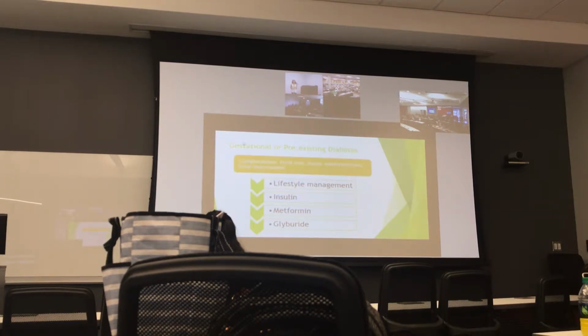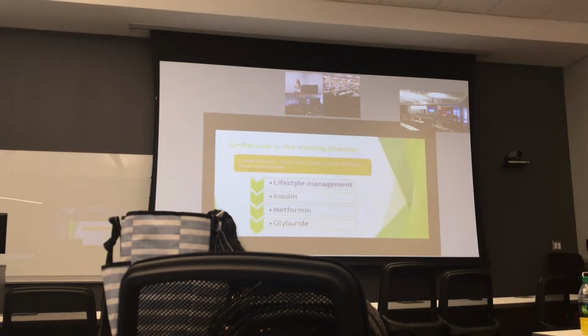So I'm going to start talking about more chronic disease states in pregnancy. First off is diabetes, both gestational and pre-existing. This is the complications at the top. Also left off preeclampsia, because I'll talk about that on the next slide, but that is one of the complications.